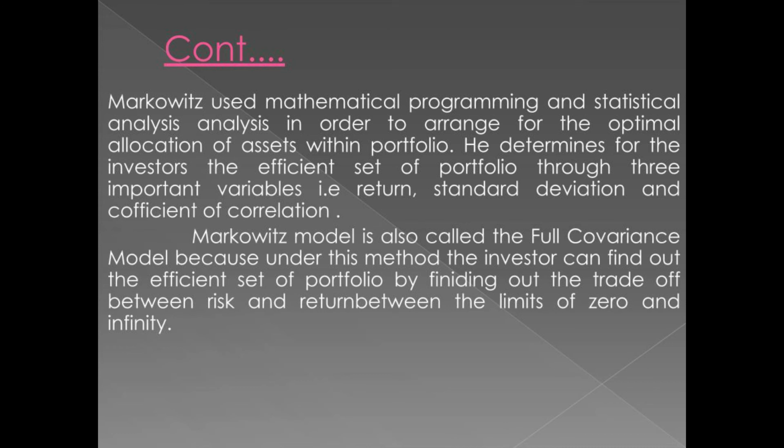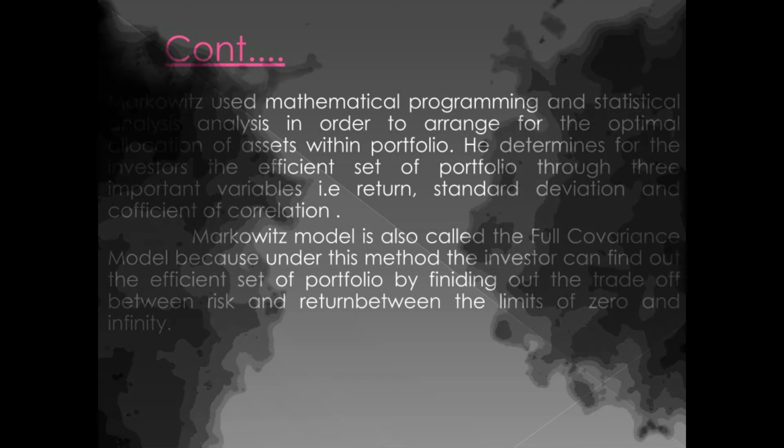Markowitz used mathematical programming and statistical analysis in order to arrange the optimal allocation of assets within a portfolio. He determines for the investors the efficient set of portfolios through three important variables: return, standard deviation, and coefficient of correlation. The Markowitz model is also called the full covariance model because under this method the investor can find the efficient set of portfolios by finding the trade-off between risk and return between the limits of 0 and infinity.